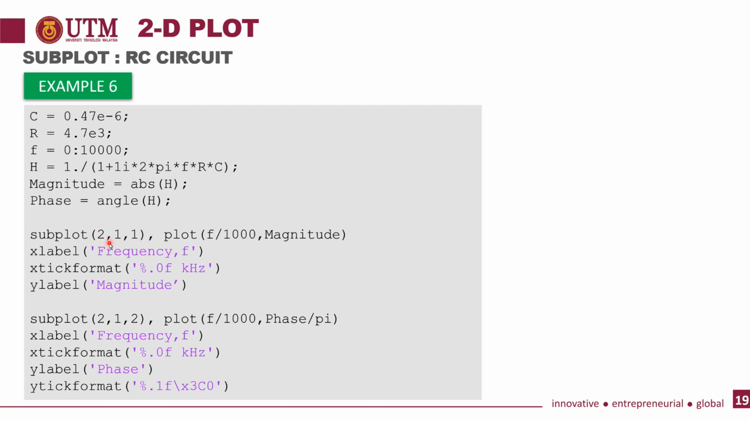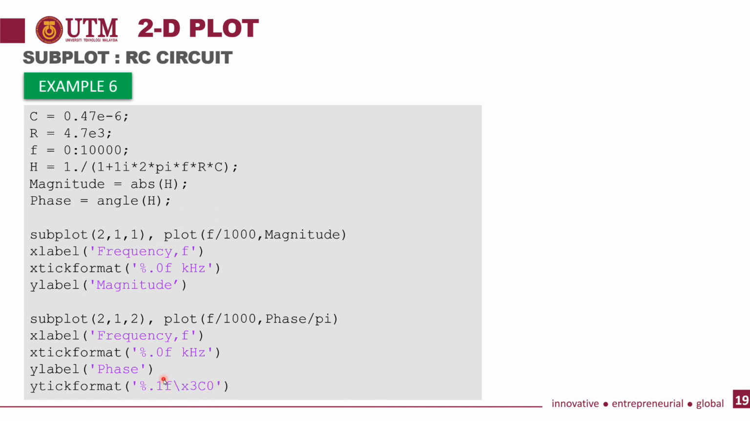Subplot 2, 1, 1. It has 2 rows, 1 column, with the position of number 1, and then you plot F over 1000 and the magnitude. For the x label, frequency, you put a label on X and you put the tick format, kilohertz, and then you put the Y label. So you want to put the x-axis tick in terms of kilohertz, with the unit, and then the Y label, which is the magnitude. But this time for plot number 2, the plot below, you are putting a symbol here, like a pi in front of the circle.